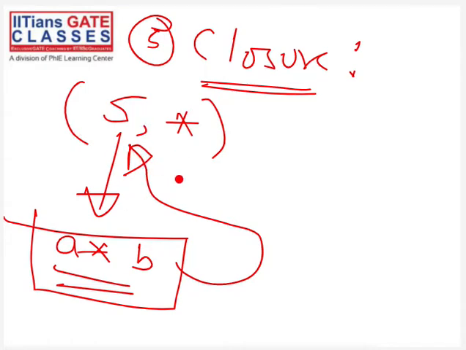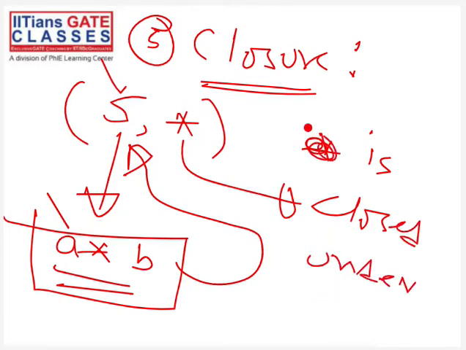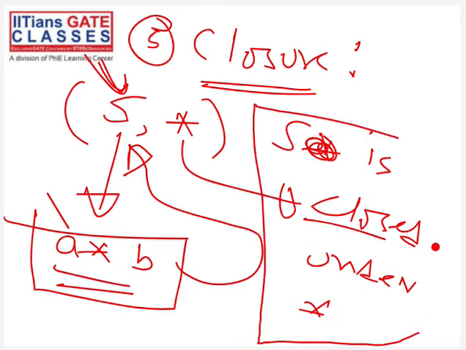If this is happening for all the pairs a comma b, then we will say that S is closed under star. We will say this base set is closed under star. This is just a terminology.